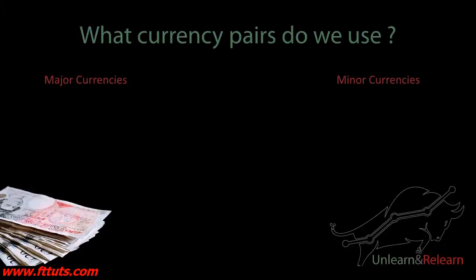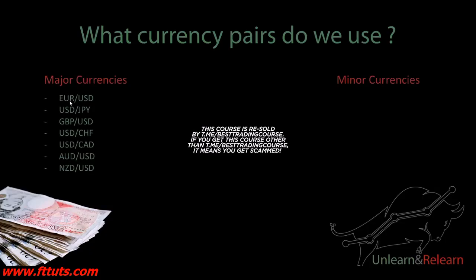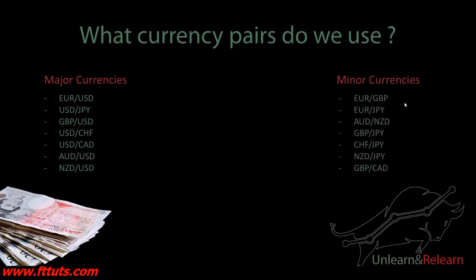In these sessions, what currency pairs are going to work best? This is really important too. First we have the major currencies, which are your USD pairs, your euro pairs, your pound pairs. These are your major currencies. When you look at the spreads on these major currencies, they're relatively lower than all the other minor currencies, which are like your euro against the pound, euro against the yen, AUD versus New Zealand, and so on and so forth.